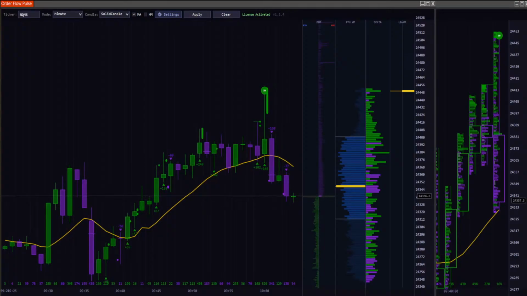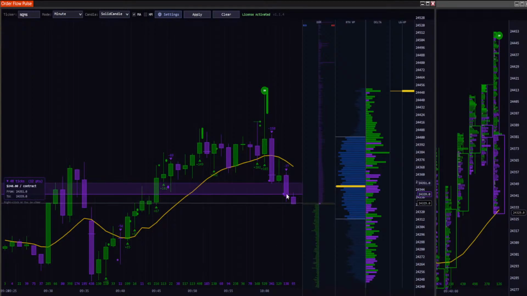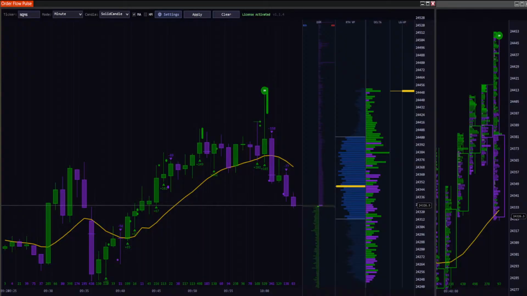If you try to get short right here, just take yourself like 10 points profit, move to break even. We're actually losing that area.